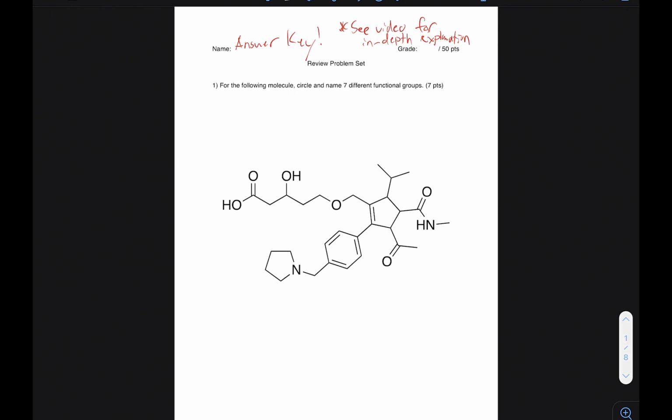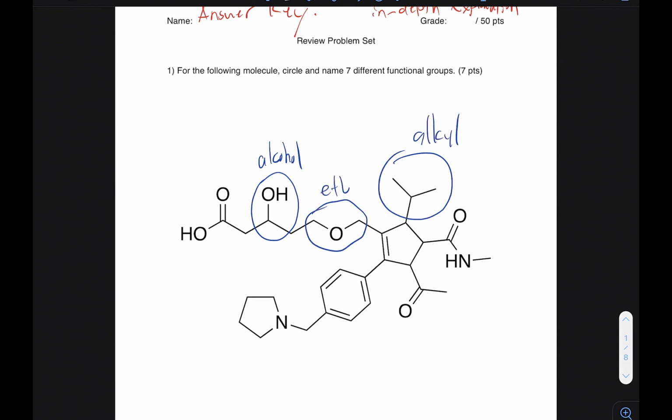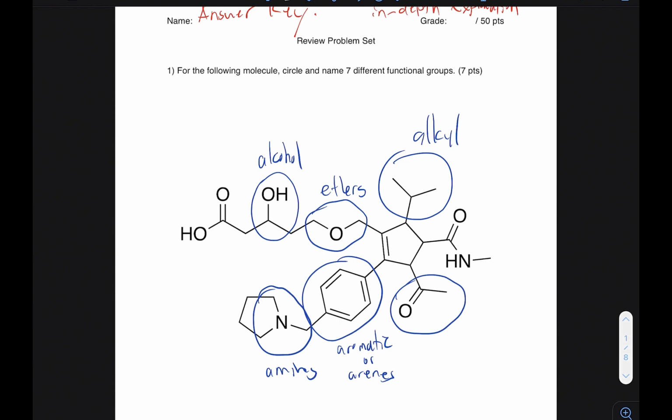So with number one, we have the following molecule, right? And we're just circling and naming 7 different functional groups, okay? Most of these are easy. We know we have our alcohols here. Alcohol, cool, okay. And we have things like alkyl groups, or alkanes. We have ethers. We have aromatic rings, or arenes, as some of you have been calling them. We have amines. We have ketones. We have alkenes, right? Maybe this is technically a cycloalkene, but whatever.